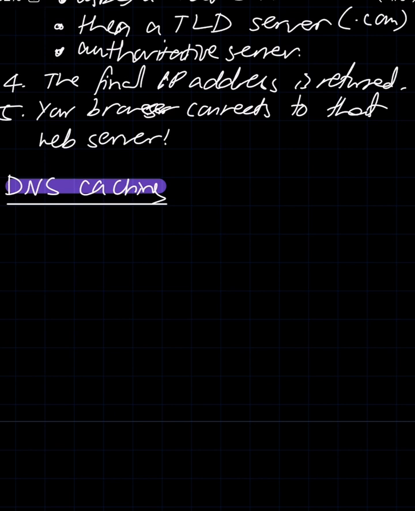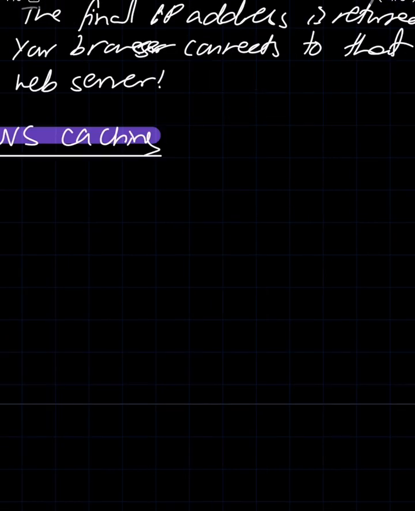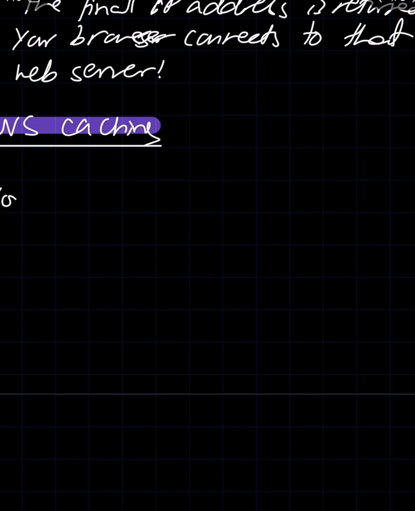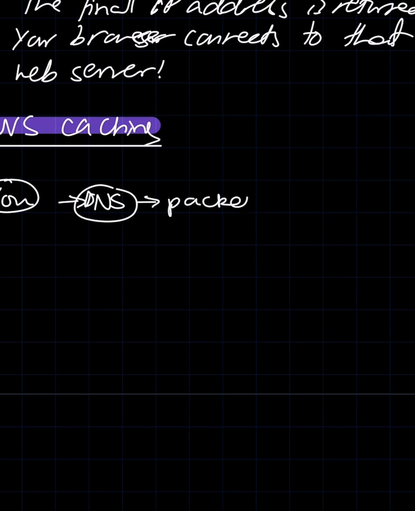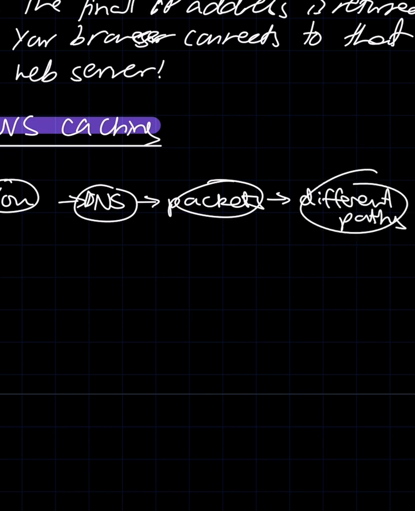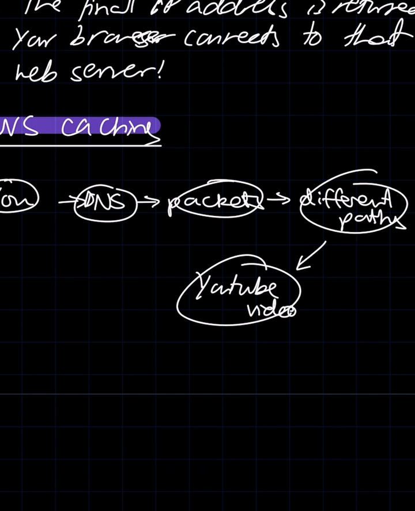Now, for a real world example, here's you, DNS, packets that go to different parts, go to the YouTube video that you clicked on, and it makes it load.